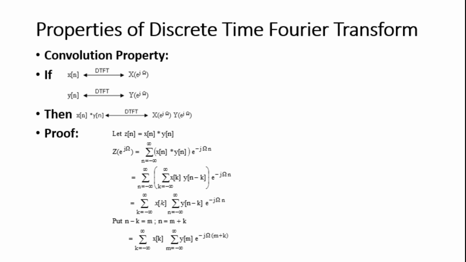Next is the convolution property. The DTFT of x of n is X of e power j ohm, and the DTFT of y of n is Y of e power j ohm. Then for x of n star y of n, if we take the DTFT, it will be X of e power j ohm into Y of e power j ohm. So let us prove this.